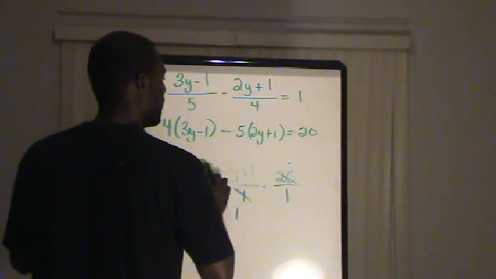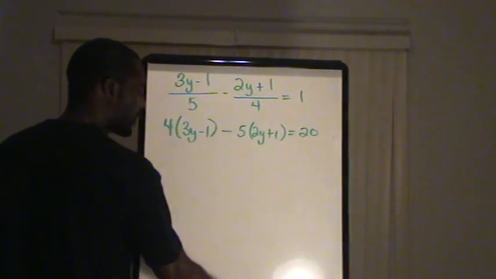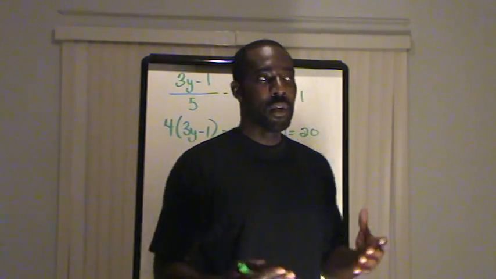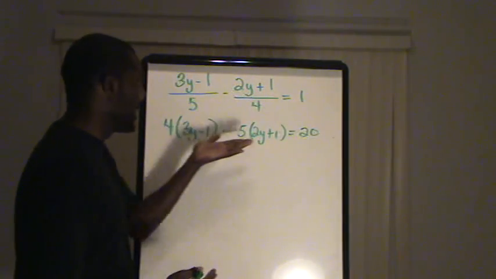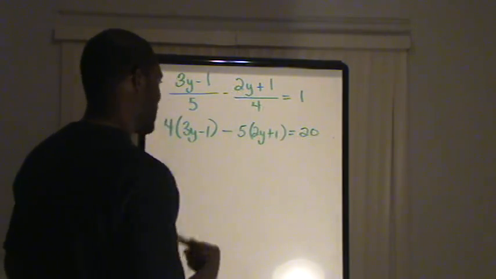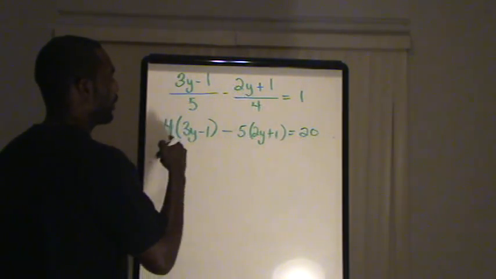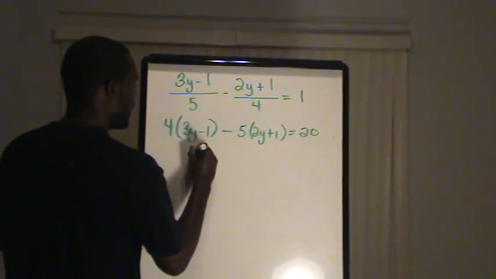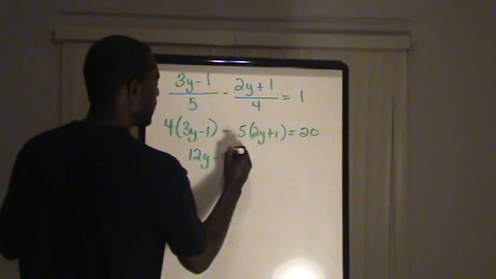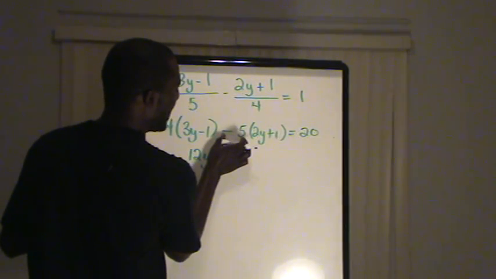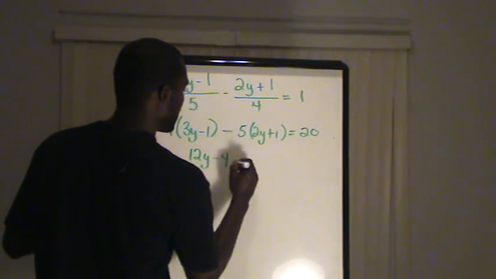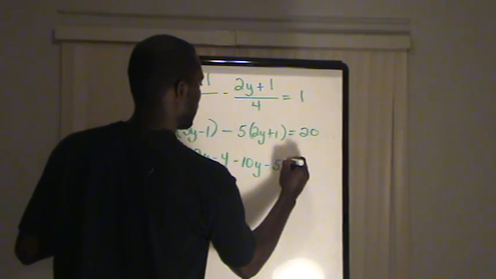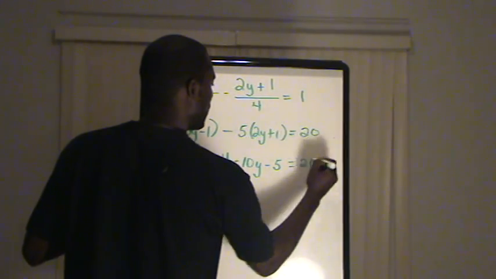And so again, the benefit of multiplying by the least common multiple is to be able to eliminate the fractions, so that it'll be a whole lot easier for us to finish solving the problem. So the distributive property tells me if I multiply 4 times everything on the inside, I get 12y minus 4. Now I'm taking a negative 5 and multiplying it times everything. This gives me negative 10y minus 5 is equal to 20.